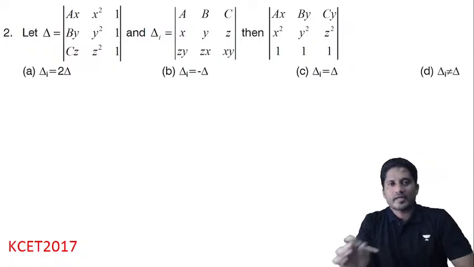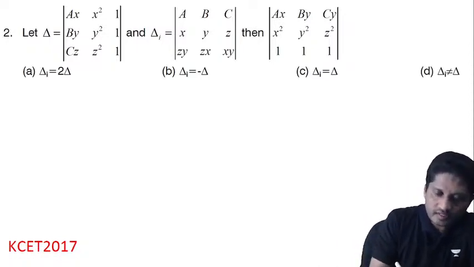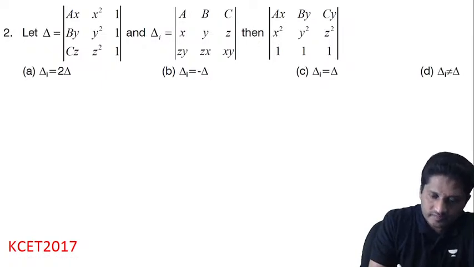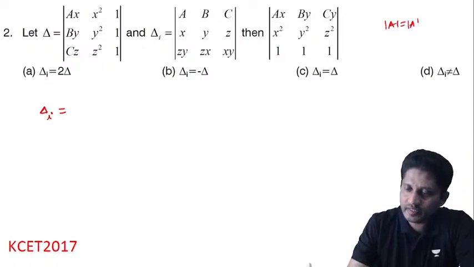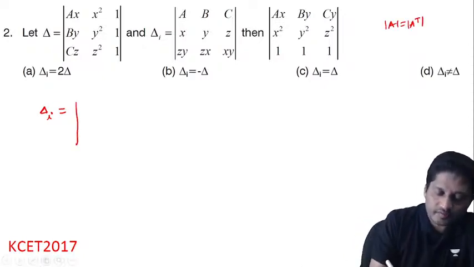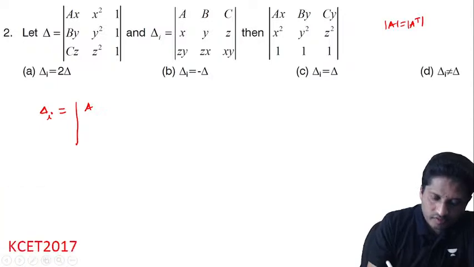What is the relation between delta and delta I? Now listen. Suppose delta I, right? Determinant A is the same as determinant A transpose. So if I take the transpose of this, the first row becomes the first column. Second row becomes the second column, that is X, Y, Z. And the third row becomes the third column. This is Z, Y, Z, X, and X, Y.